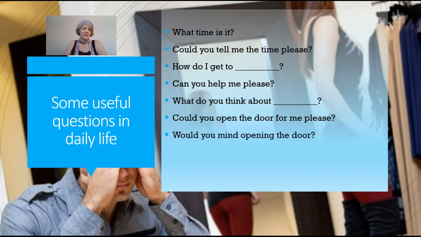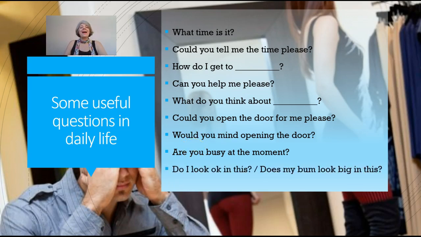Would you mind opening the door? Are you busy at the moment? Remember this one, the main verb is be. Are you busy? Just remember, main verb, subject. And finally, we come to this lady asking her husband, do I look okay in this? Or she might ask, does my bum look big in this? It's a very common question from wives to their husbands when they're going out.